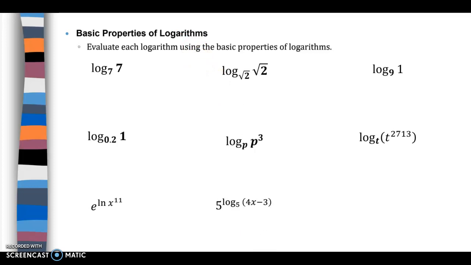So this first problem, log base 7 of 7. Well, we know that we can rewrite this in exponential form as 7, our base is 7, to what exponent is going to be equal to 7? Well, based off of those logarithmic properties, we know log base b of b equals 1.